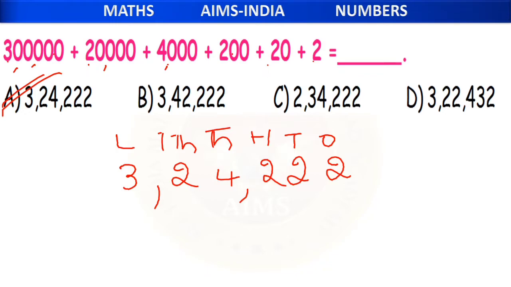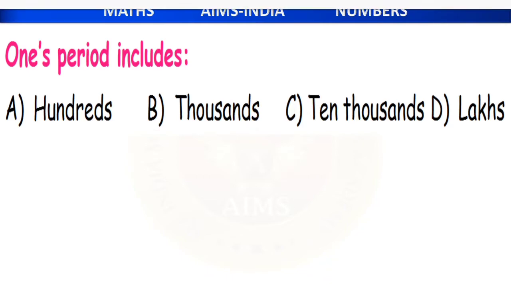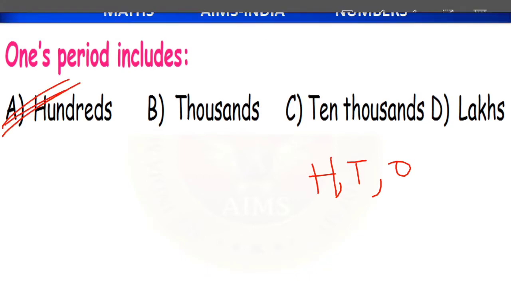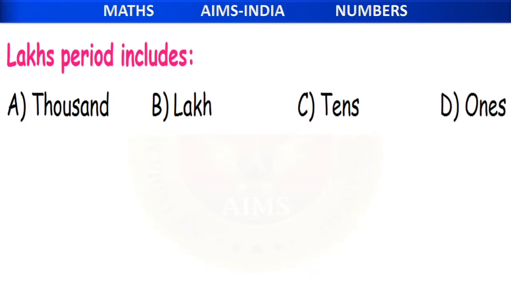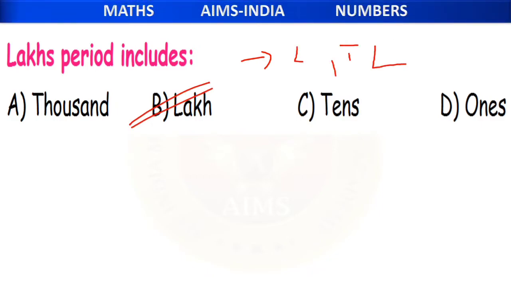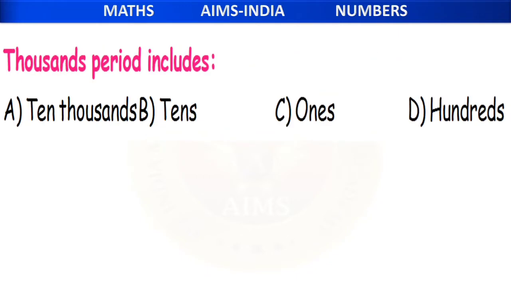that is the same as option A, 3,24,222. Okay, children? Next, ones period includes. What do we have in the ones period? Ones, tens and hundreds. Yes? So in the given options, option A, 100 is our correct answer. Next, lakhs period includes. Lakhs period includes what? Lakhs and 10 lakhs. So option B, lakh becomes our correct answer.